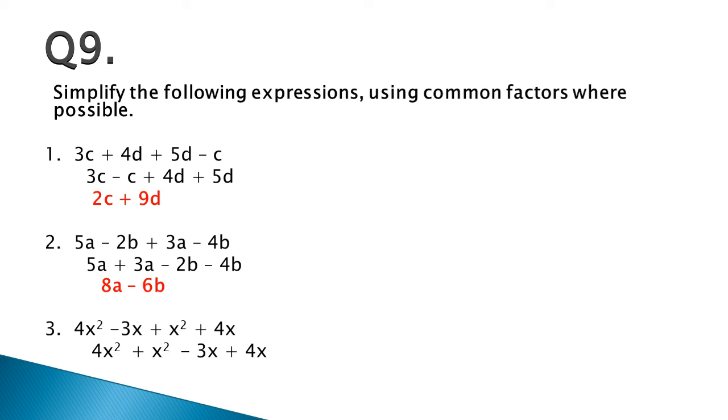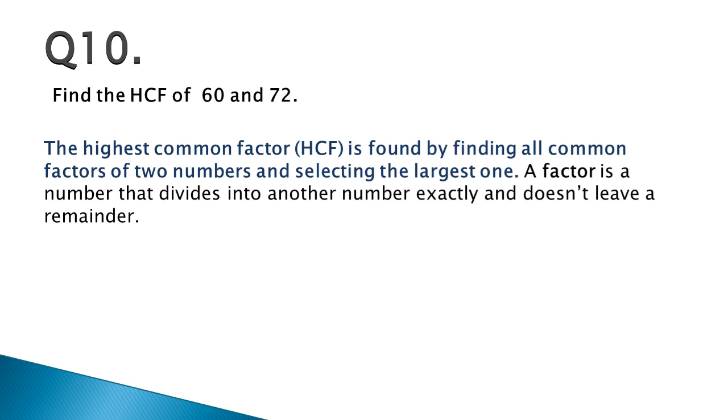So 4x squared, here you have all terms which are alike. Now the only difference is that out of the 4 terms, 2 are x squared, whereas the other 2 are not squared. They don't have any square next to them. So 4x squared plus x squared minus 3x plus 4x. So you get 5x squared plus x.